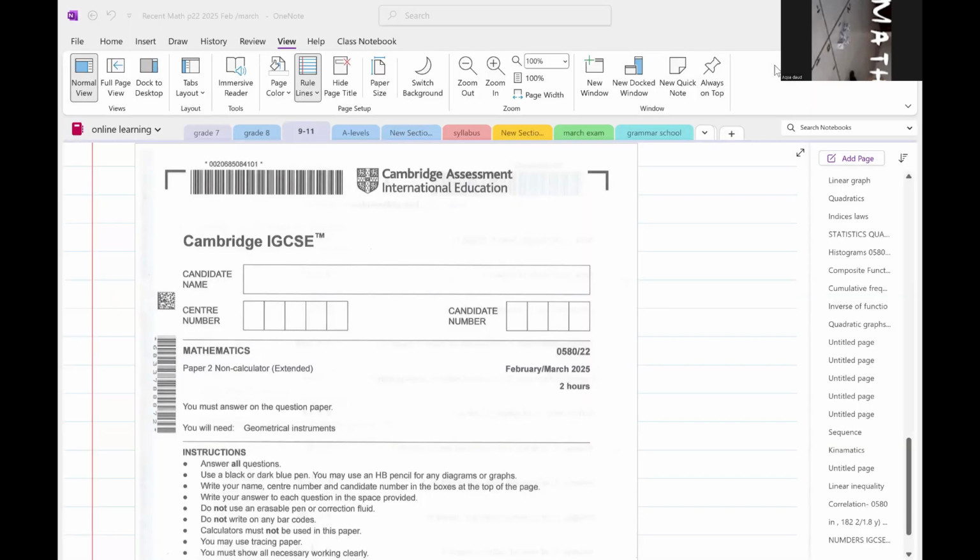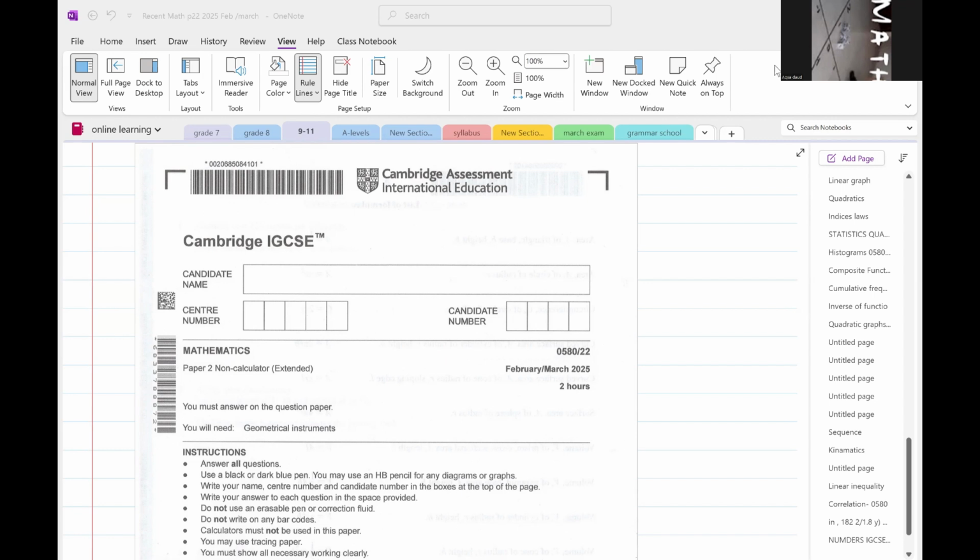Students, I wanted to solve P2 February-March 2025 with you. So let's quickly get started. As you all know, it's a non-calculator paper, and this is the first time that we are getting a sample of the non-calculator paper after the change of syllabus. So I wanted to solve it with you.